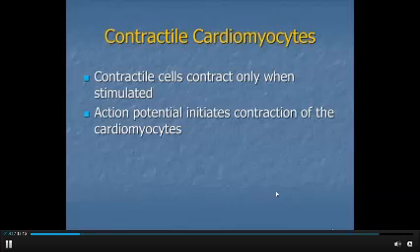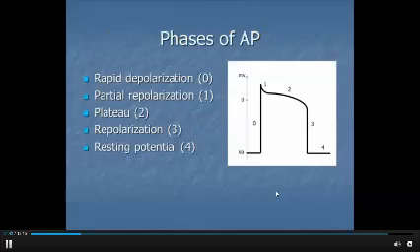So let's look at the phases of action potential. On this diagram, you see the graph that represents the action potential, and it represents changes of voltage in time. The following phases will be discussed: a resting state, a rapid depolarization, partial repolarization, plateau, repolarization, and resting potential. So let's look at it in a little bit more detail.